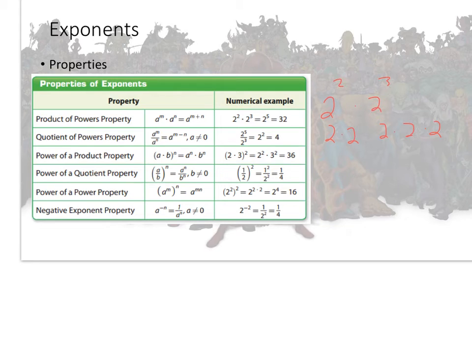Okay, so first rule, if you're multiplying and bases are the same, keep the base, add the exponents. If we're dividing, bases are the same, keep the base, subtract the exponents.